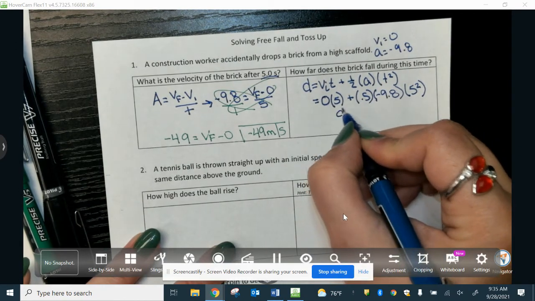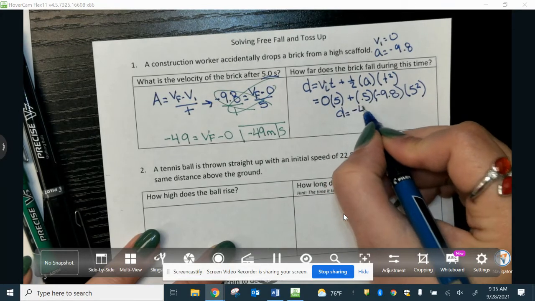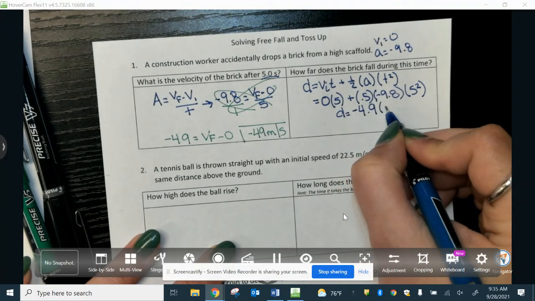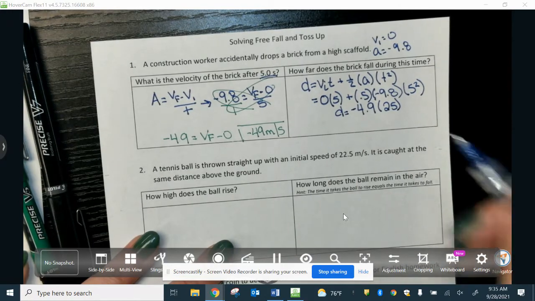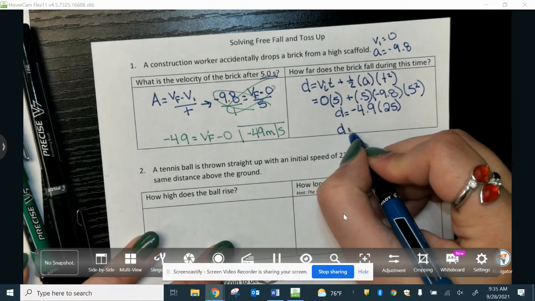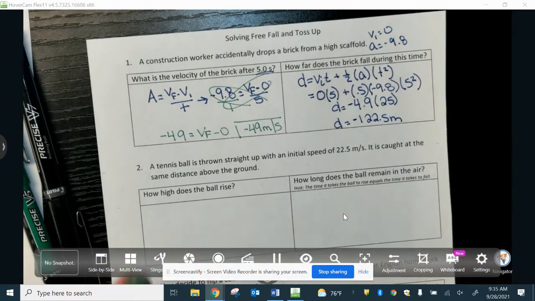Okay, I'm going to simplify this a little bit more. 0 times 5 is 0. So negative 4.9 times 25 is equal to my distance. So my distance is going to be 122.5 meters.